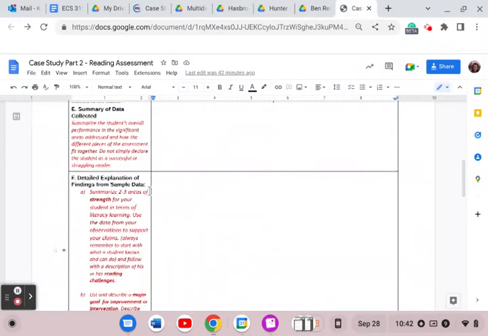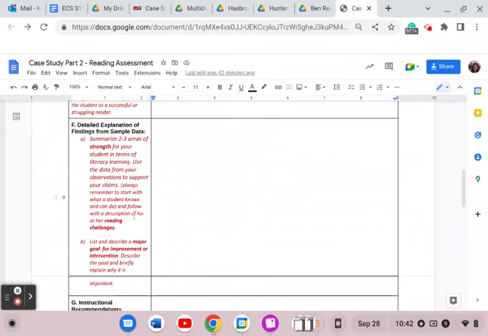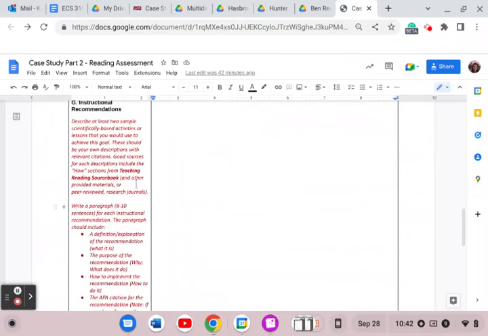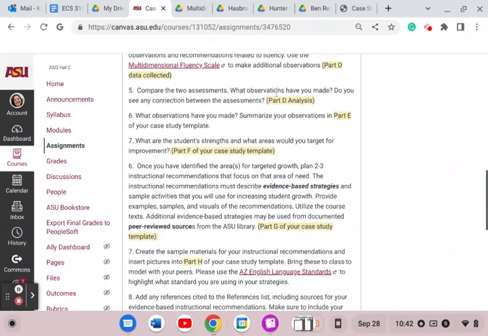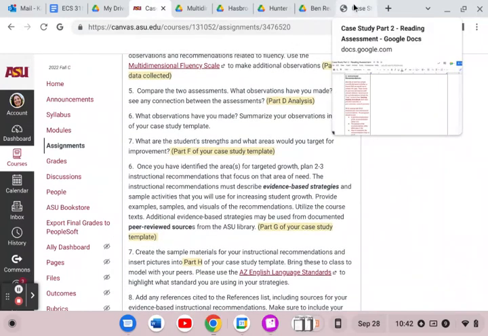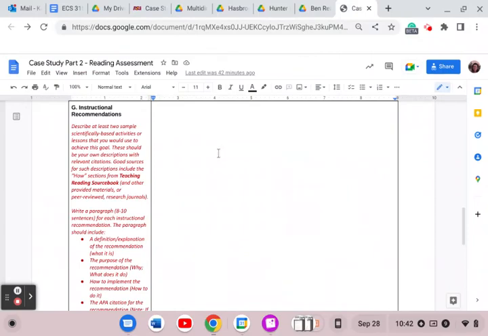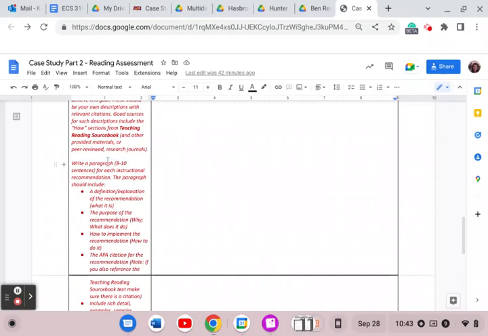So your case study would summarize your teaching practices, basically. So for this case study, you want to make sure that part G is filled out with 2 or 3 evidence-based strategies that you will use to help this child based on the assessment they just took. Now, you would describe at least 2. You can use your book, you can use any research journals, and then you would write a paragraph for each instructional recommendation. So that is how I'd like you to lay it out.